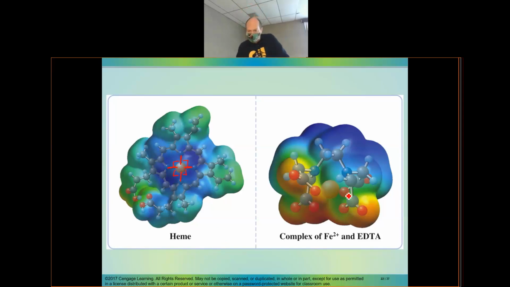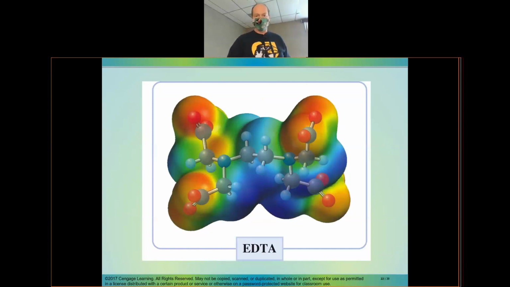Your EDTA, this one is harder to see as an octahedral, but there are 6 coordination sites here, and it is an octahedral conformation. All right, and so you have your 2 oxygens. The red are the oxygens. The one has the double bond. It is neutral. The one with the single bond is negative.